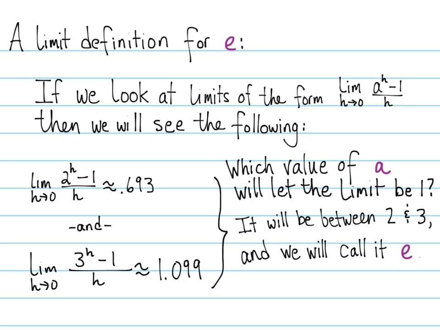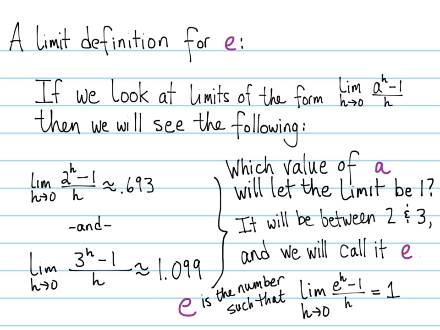And we know it's got to be between 2 and 3, and you can check a bunch of other numbers to see that this is true. And so the curiosity is, what should we call it? And we call it e. So e is the number such that the limit as h goes to 0 of (e^h - 1)/h is 1. So e is the very, very special number somewhere between 2 and 3 that makes that limit exactly 1.